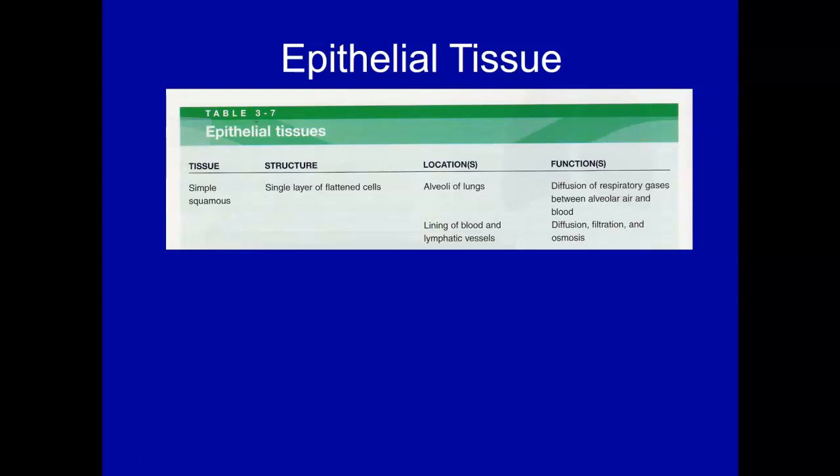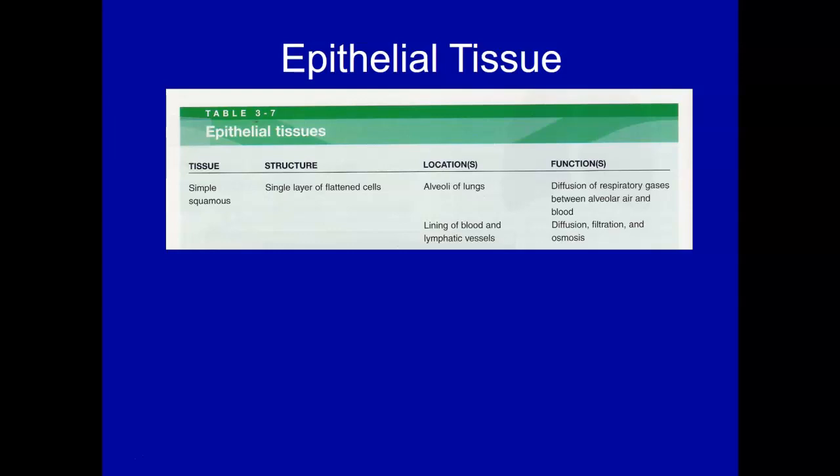Epithelial tissues are like skins. They cover and line outer and inner surfaces of organs. So if you have an organ that has a hollow lumen, a hollow space inside of it, there's going to be an epithelial layer in there. Even in the heart chambers, there's an epithelial layer.